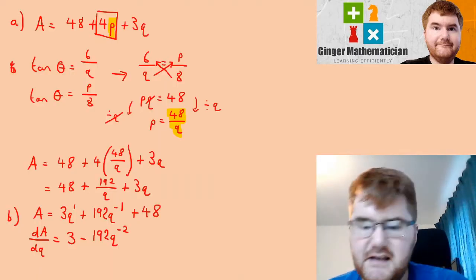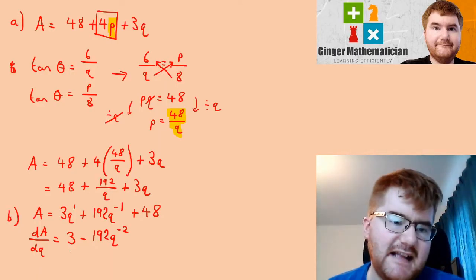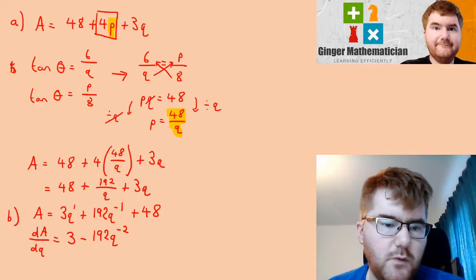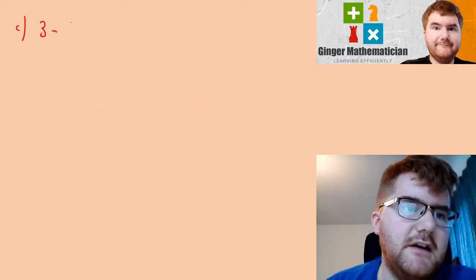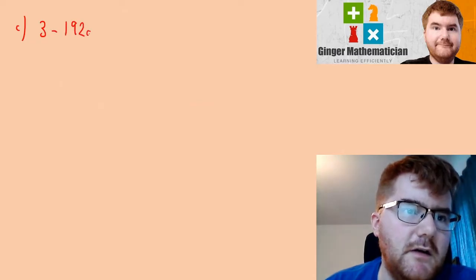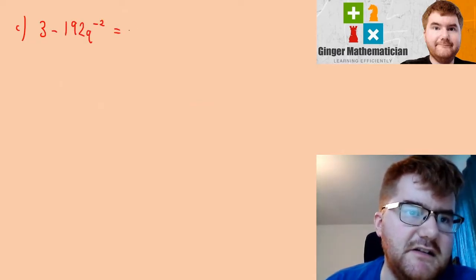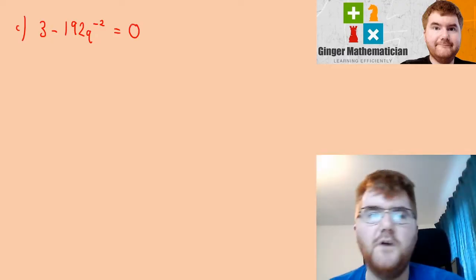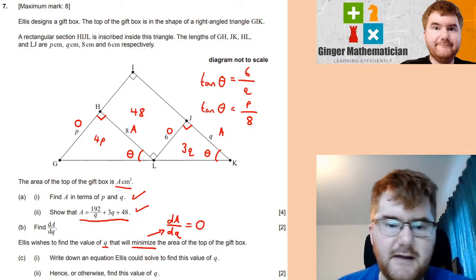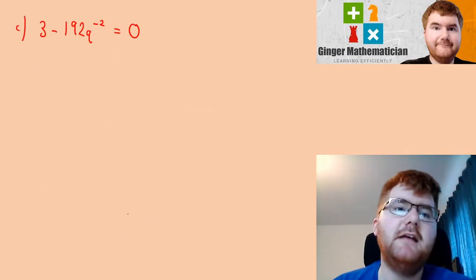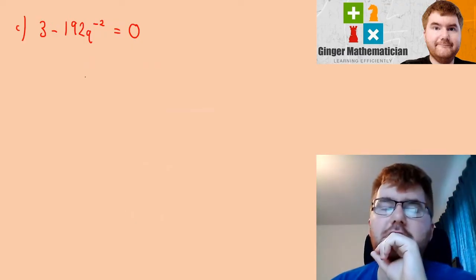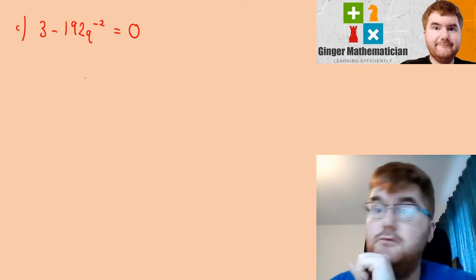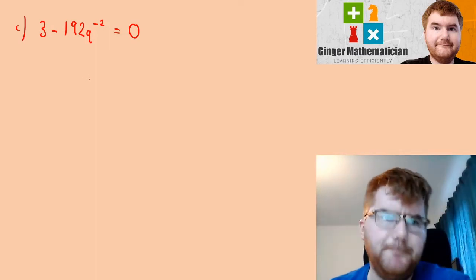So in this case, if you go to part C, we're going to set that equation, so 3 minus 192 q to the power of minus 2, we're going to set that to 0. So for part C, 3 minus 192 q to the power of minus 2 is equal to 0. Once we have our equation, now we need to actually find the value of q. Now there are many different ways you can do it at this point. The way I'd approach this is doing it algebraically, but you can also use your graphical calculator at this point.